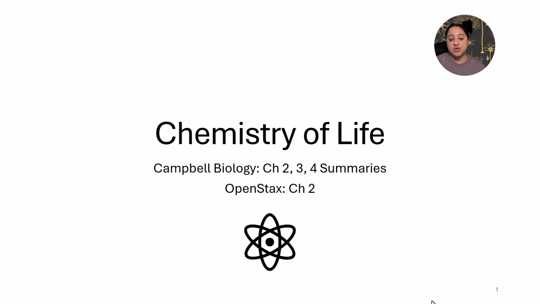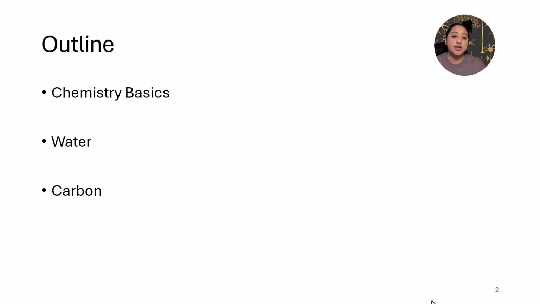And so this is going to be an overview of chemistry, which is really important to biology. But you're also going to cover a lot more detail in chemistry. If you are a biology major, you're going to have to take chemistry at some point. It is important. So this lecture is going to be broken up into 3 sections: chemistry basics, which is chapter 2; water, chapter 3; and then carbon, chapter 4. And again, it's all the same stuff that's condensed in chapter 2 of the OpenStax book.